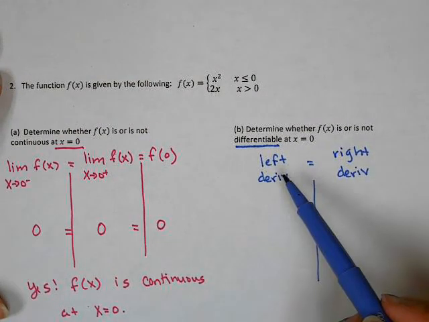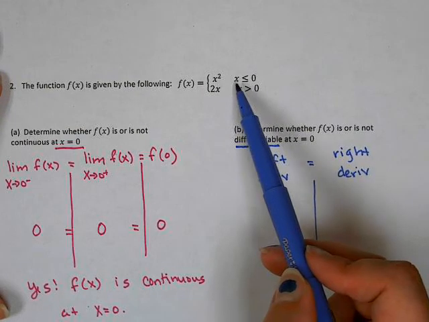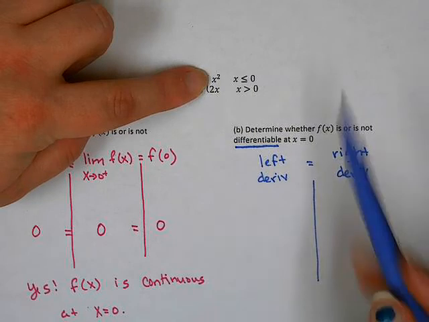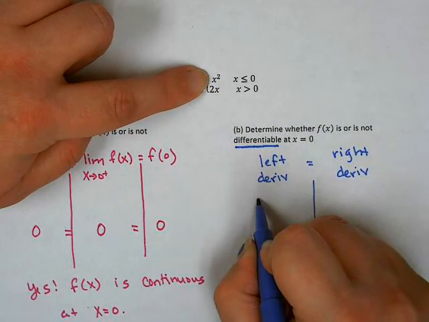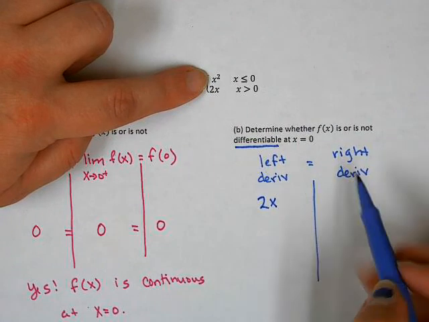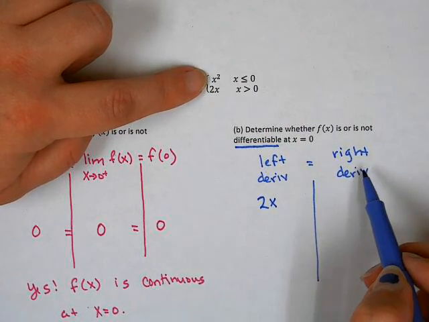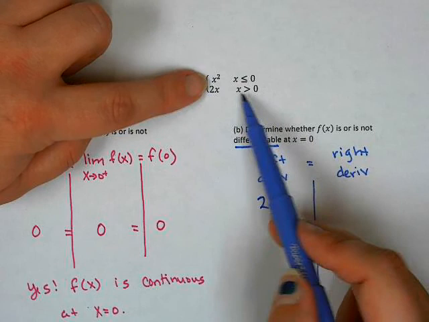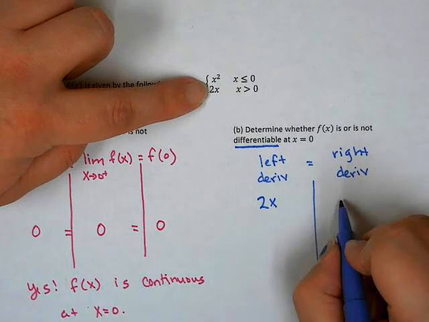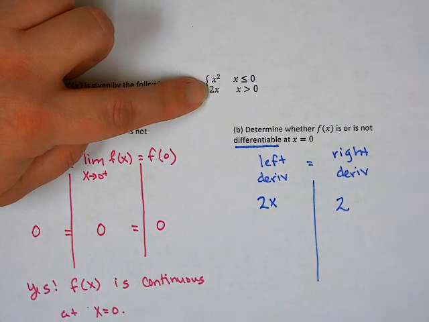Taking the derivative of the left side means when x is less than or equal to 0, we're going to take the derivative of that function. So in this case, that derivative is 2x. The derivative on the right means take the derivative when x is greater than 0. So that function is 2x, which means the derivative on the right side is actually just 2.